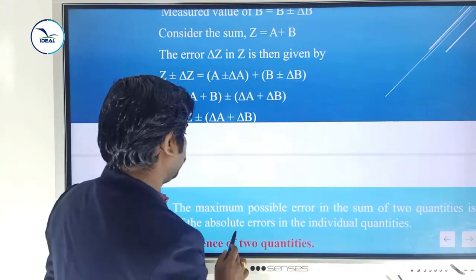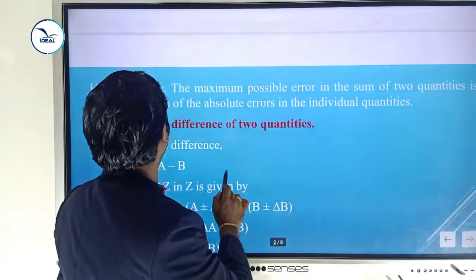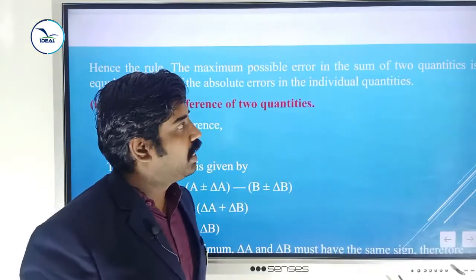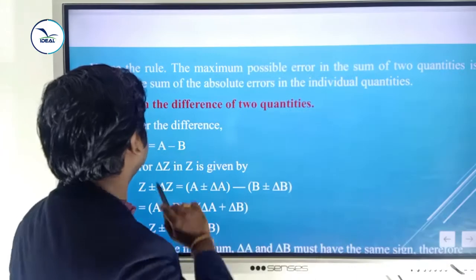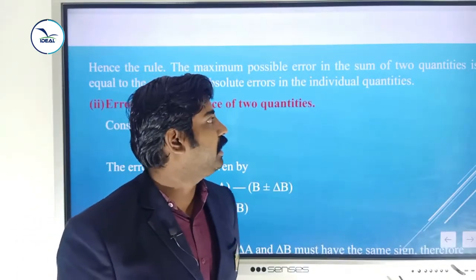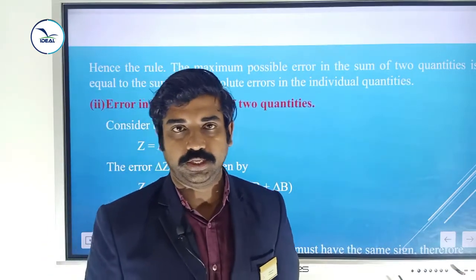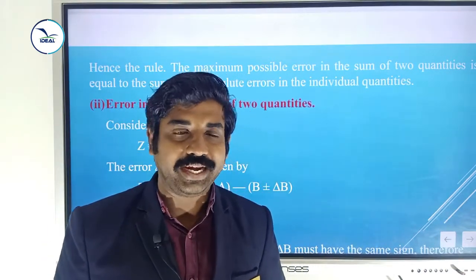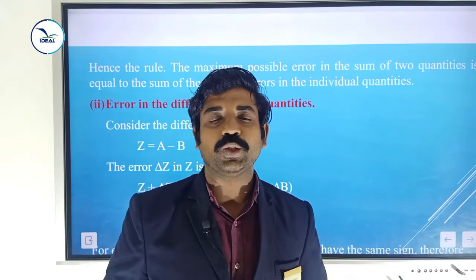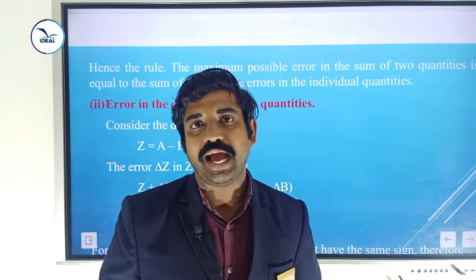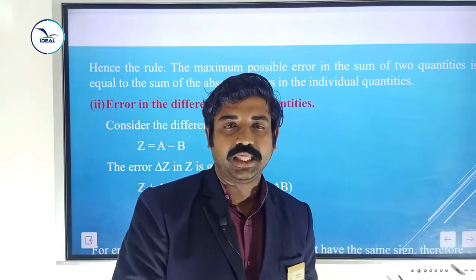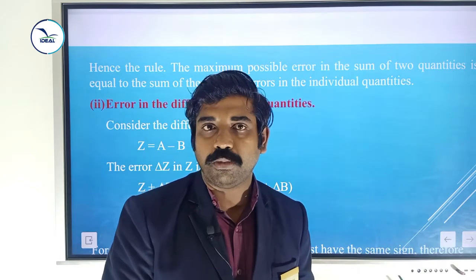Okay, so we can say like a rule. Hence the rule: the maximum possible error in sum of two quantities is equal to the sum of absolute errors in the individual quantities. So in the case of addition, the error is equal to the sum of their absolute errors.